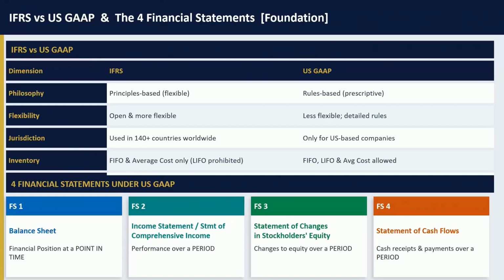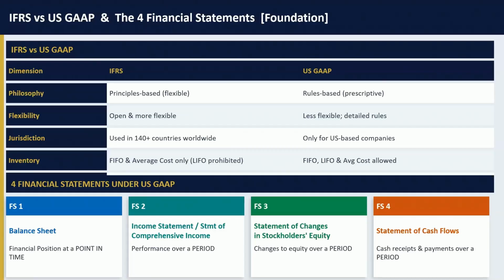Then comes flexibility. IFRS is open and more flexible because we've made it acceptable globally. Then US GAAP is less flexible, applicable only to US related companies, and it has detailed rules which have to be followed exactly. Then jurisdiction. Which countries follow IFRS and US GAAP? There are around 140 plus countries worldwide that follow IFRS, and only US based companies follow US GAAP.